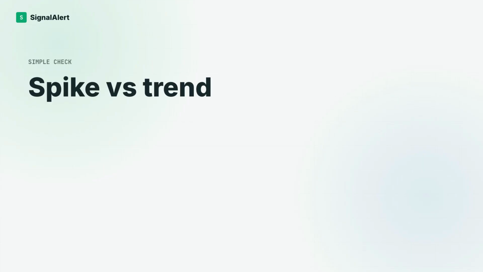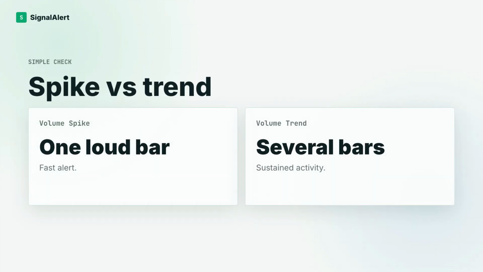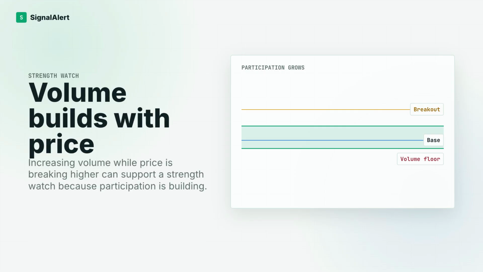Second is minimum bars. If you choose 5 bars, the alert looks for that pattern across 5 trading periods, not just one day. Why do traders watch this? Because price moves are more useful when you know whether participation is growing. If price is breaking above resistance while volume keeps increasing, the move may have stronger support behind it. It does not guarantee the breakout will work, but it says more traders are showing up.